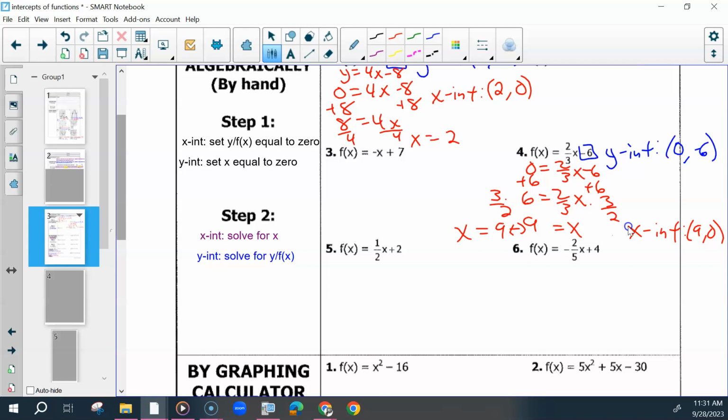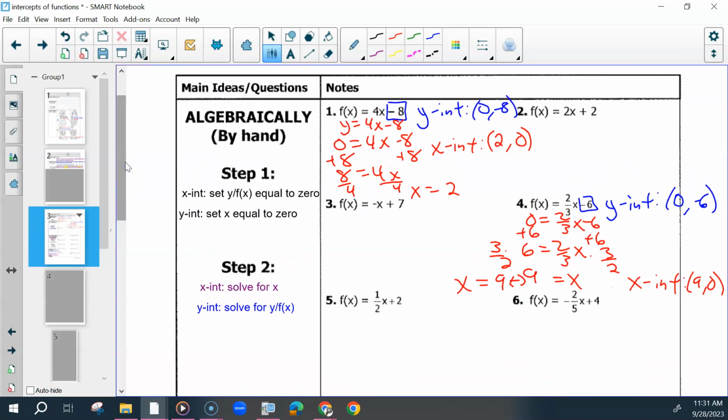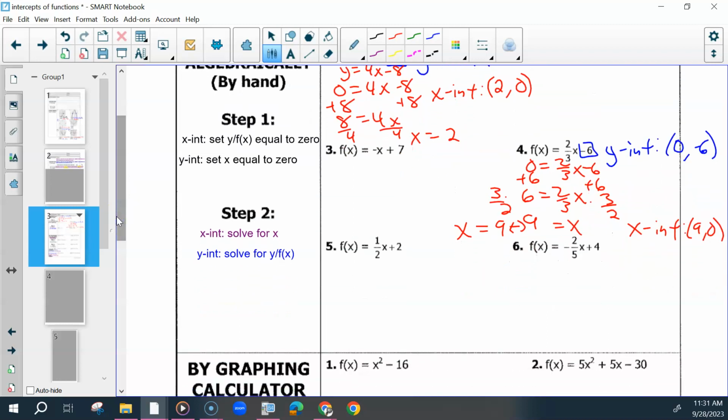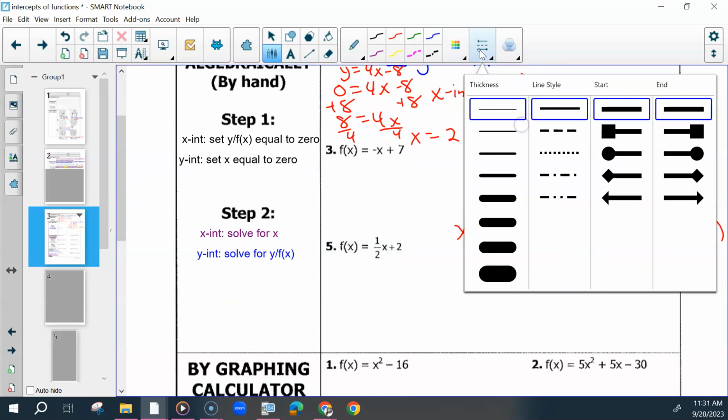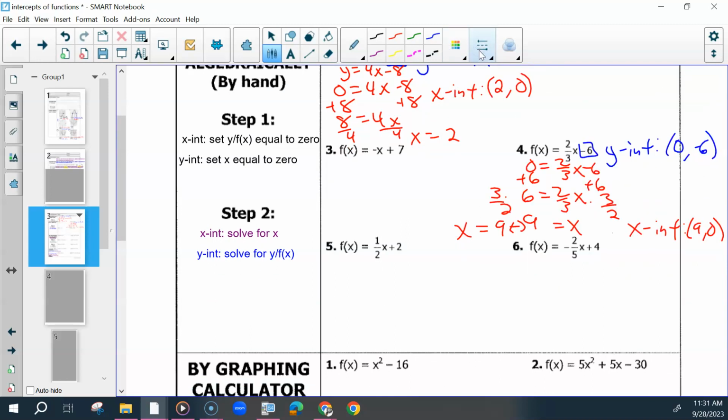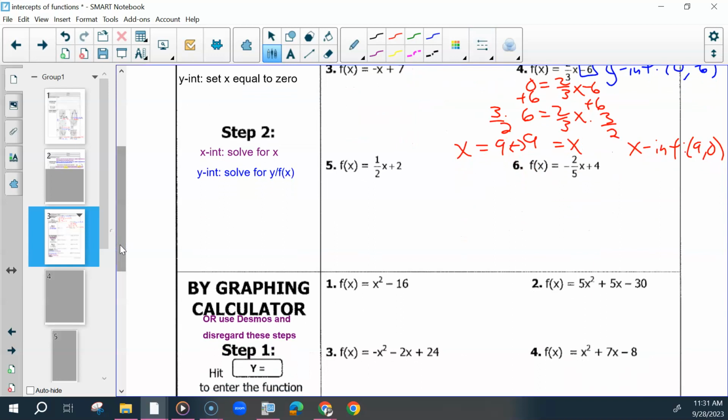Okay. Are there any others from this section that we want to go over, have questions about? Jacob? 6. I mean, was it Henry? So, okay. So 6 will be similar to 4. So what would that y-intercept be? 4. How would we write that as an ordered pair? 0, comma 4.